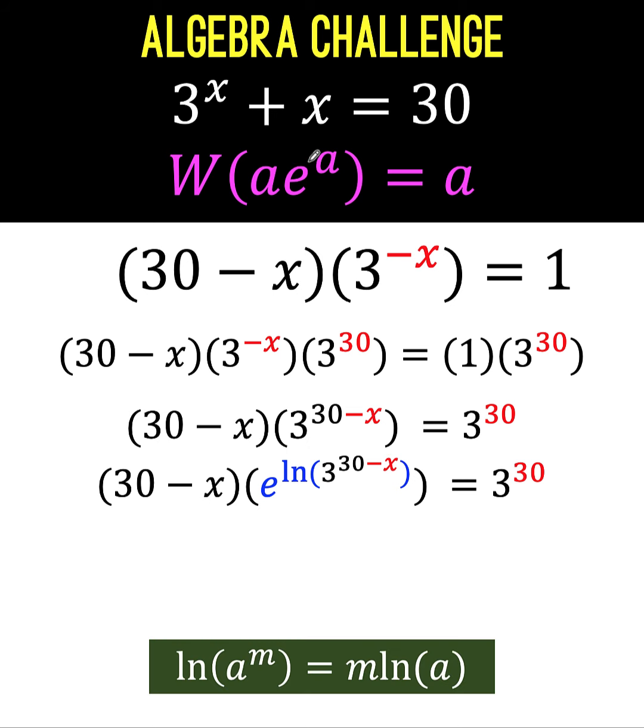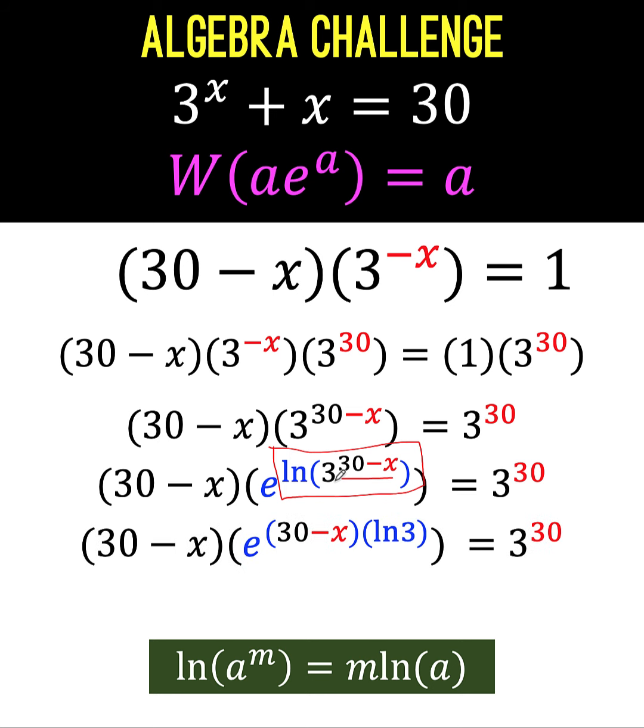What we can do is, let's recall the property of logarithms that says the ln of a raised to m is just the same as that exponent m times ln of a. That means if you look at this part here, we can simplify this by appending 30 minus x to the front of ln and copying ln 3, and here is the result.